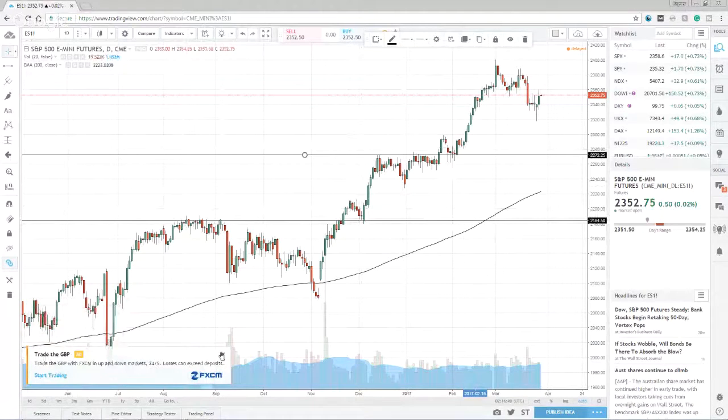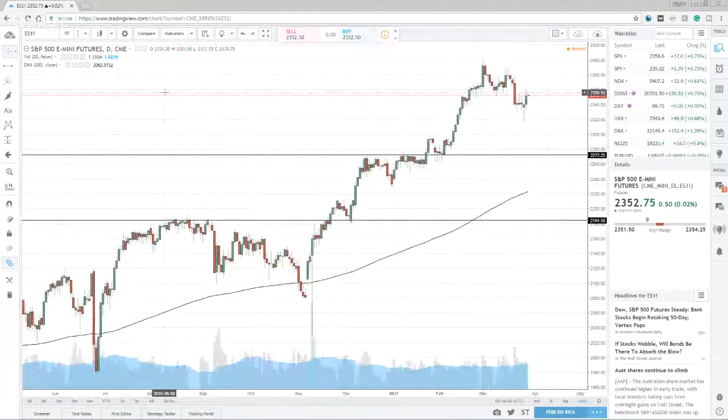If you ask me, I would expect a place to go long: possibly the market can pull back towards this area of support, looking for a long setup. So this is for the S&P 500.